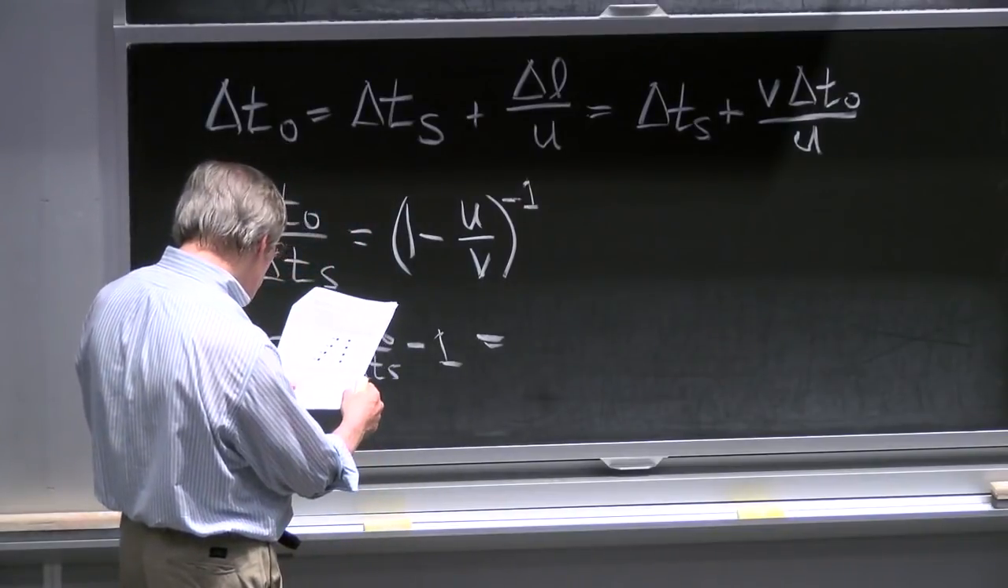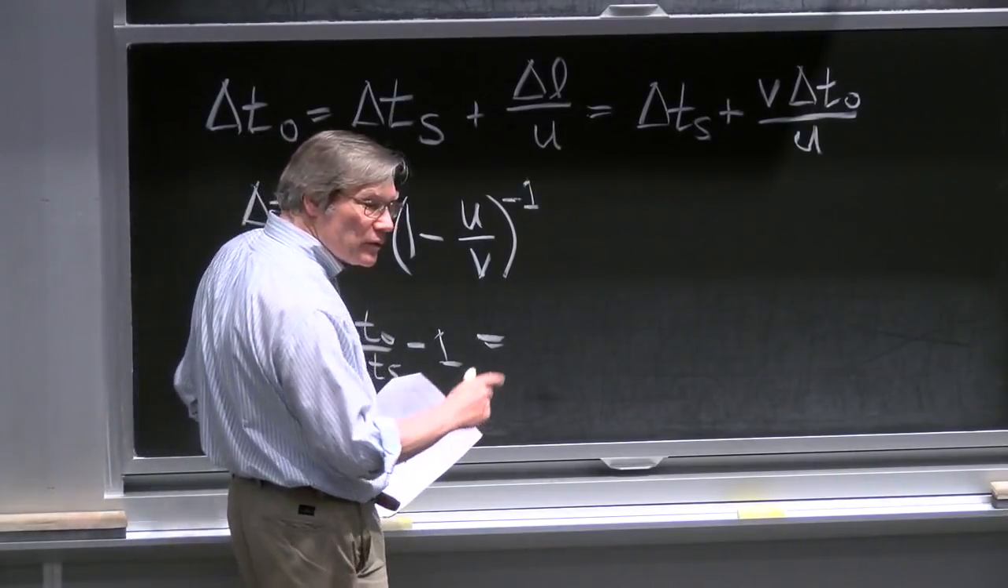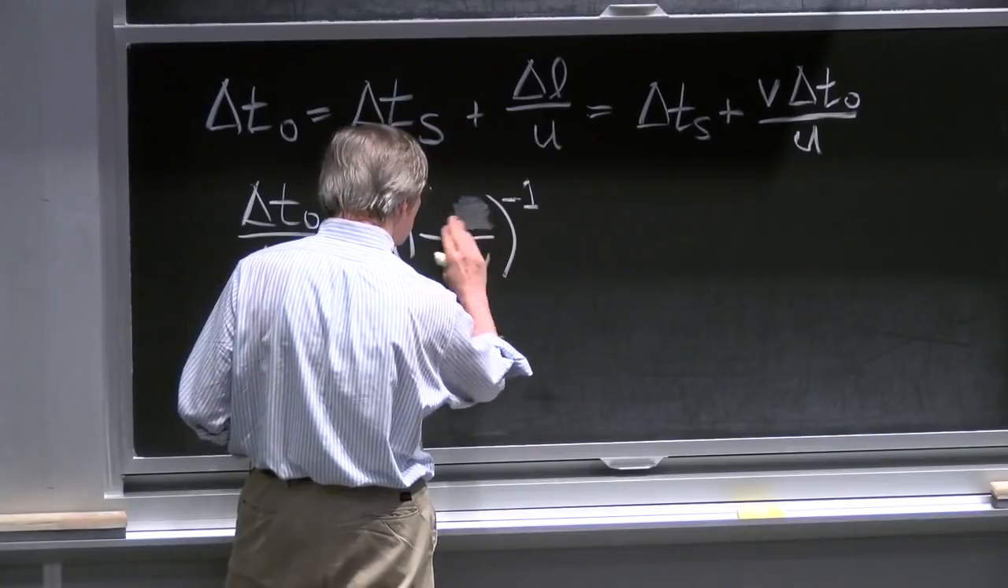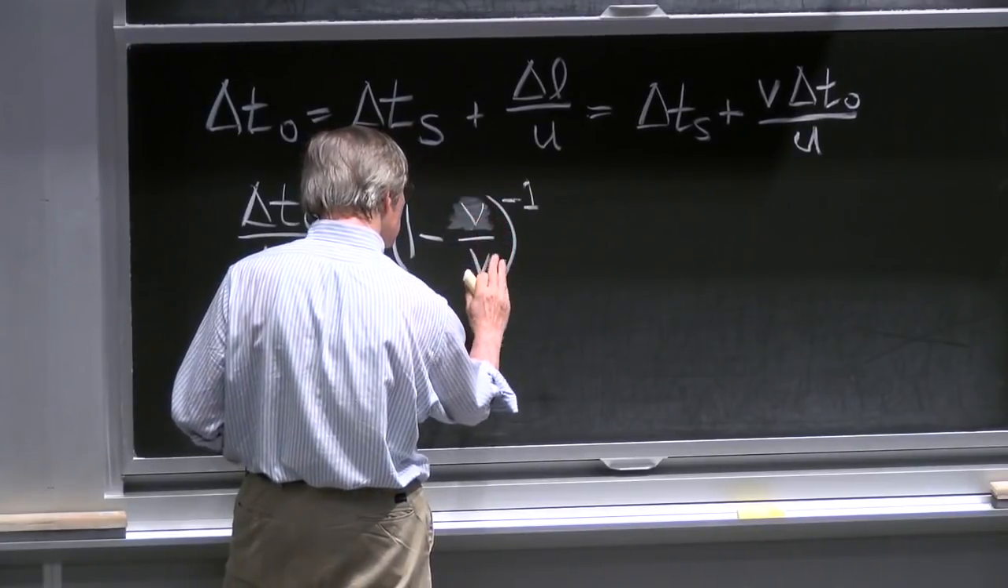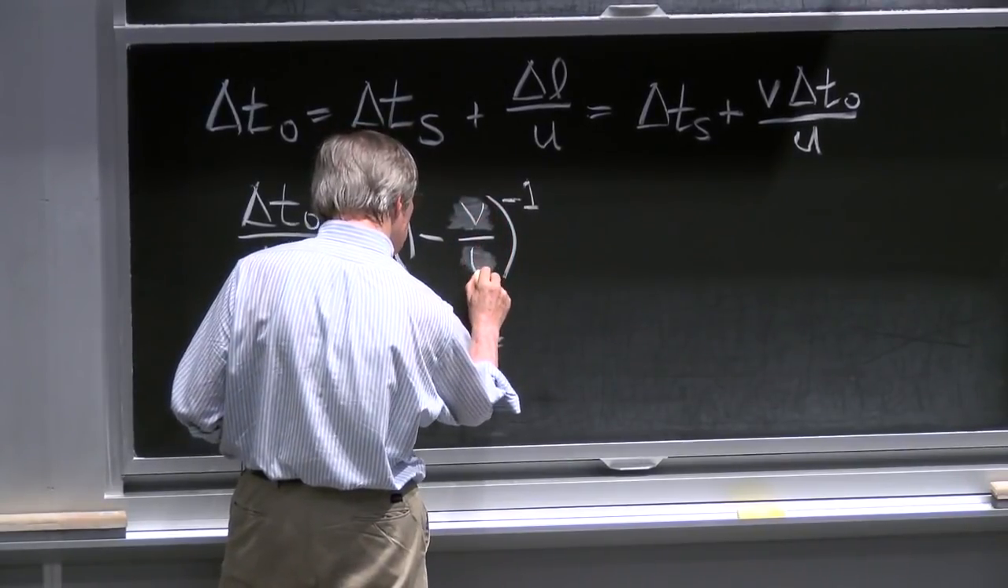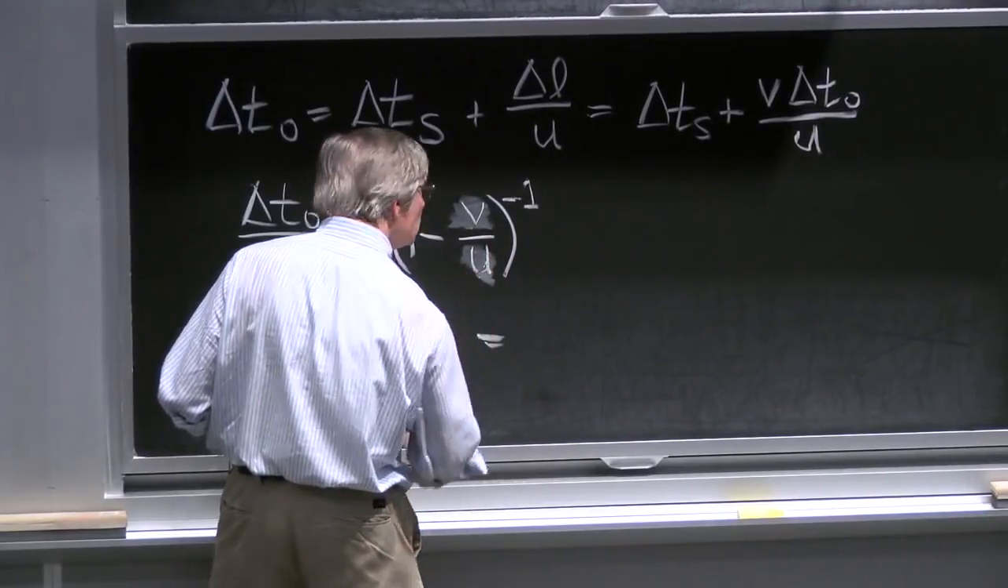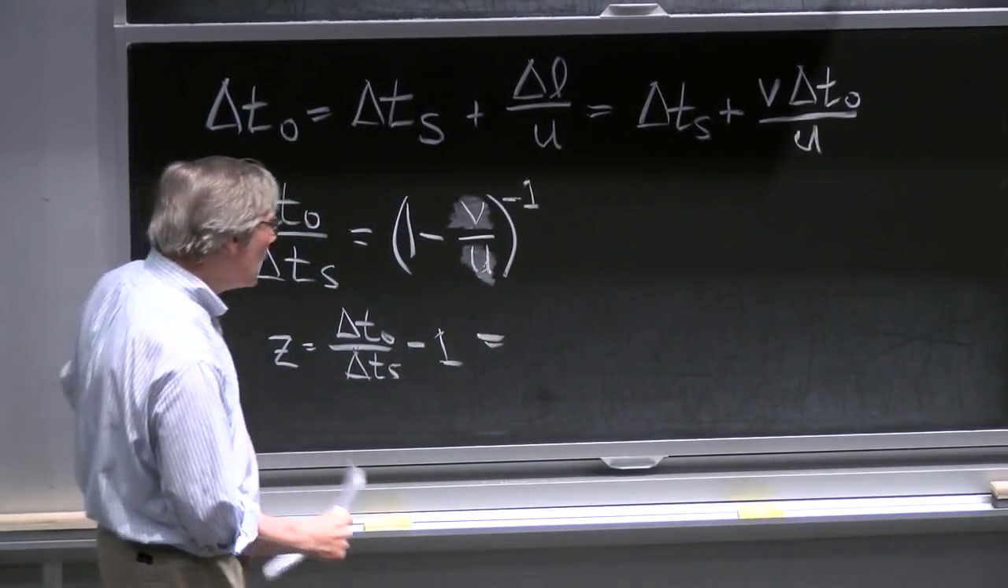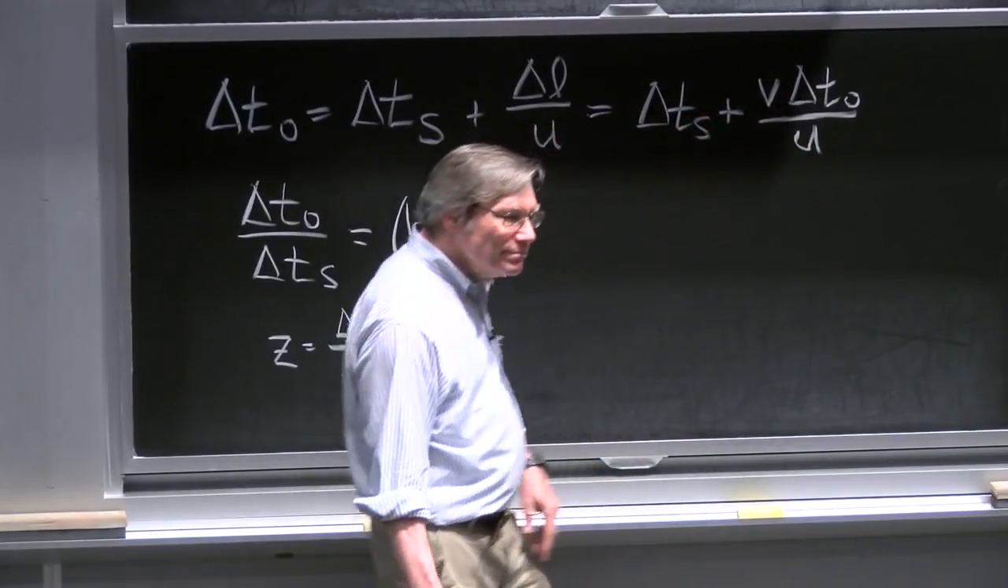Oh, do I have it wrong here? Yes, it's 1 minus v over u. Thank you very much. Right. Coming from the v over u here, obviously, as you noticed.